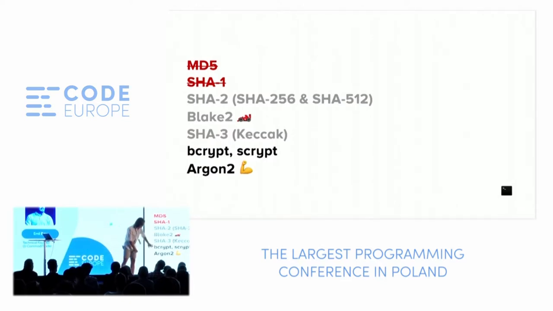Then we have these guys down here, and these are actually cryptographically secure password hash functions. We have bcrypt, which I'll talk a bit about later. We have scrypt, which used to be the go-to hash function, but then we have argon2, and it's not by coincidence that I put the strong arm there. We're going to talk a bit about argon2 later.